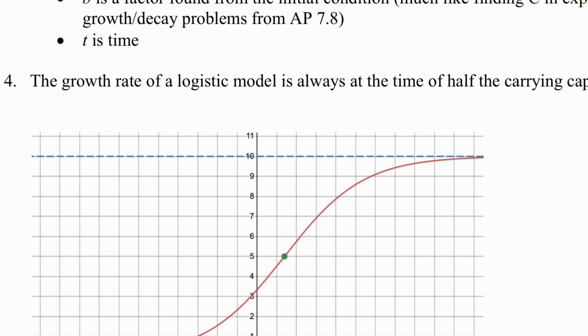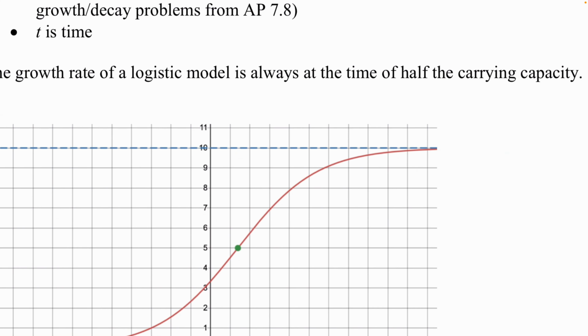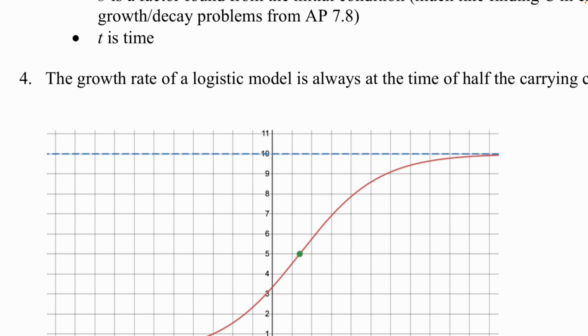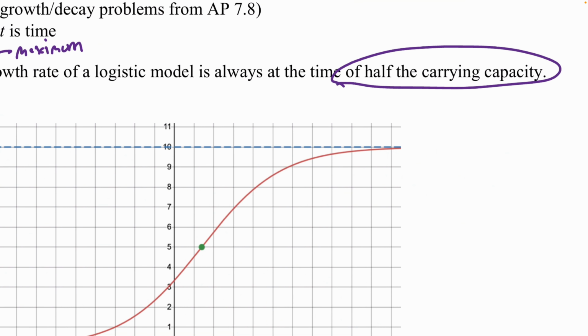Number 4 here. The growth rate of a logistic model is always at the time of half the comparison. Okay, this is not worded correctly. This should say the maximum growth rate. So if we want to find out when those bunnies are growing the fastest, the greatest growth rate is always going to be at half the carrying capacity. So let's say our field can hold 1,000 bunnies. Then the time that our population is growing the fastest will be whenever those bunnies are at half of that 1,000 carrying capacity, so at 500.